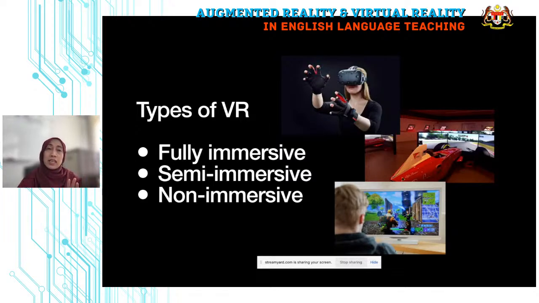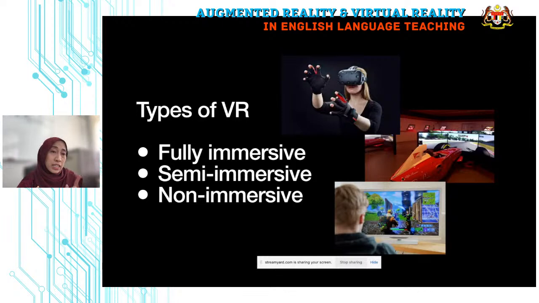But there are actually three types of virtual reality. It is either fully immersive, meaning that you are totally immersed in the virtual reality environment or experience, as what you can see from the first picture, the girl. She is fully immersed in the virtual world. So she doesn't are not aware of what is happening in her real world. But she is totally immersed in the virtual world.